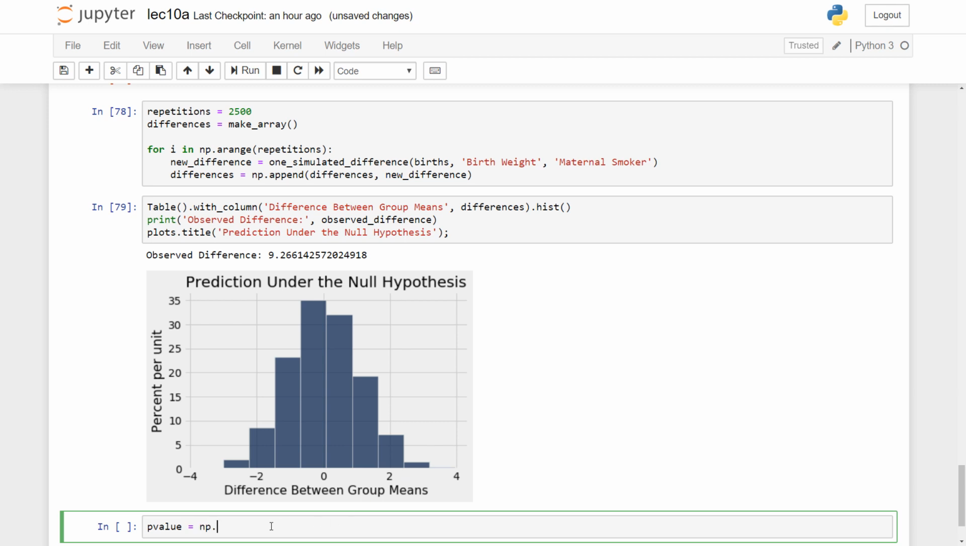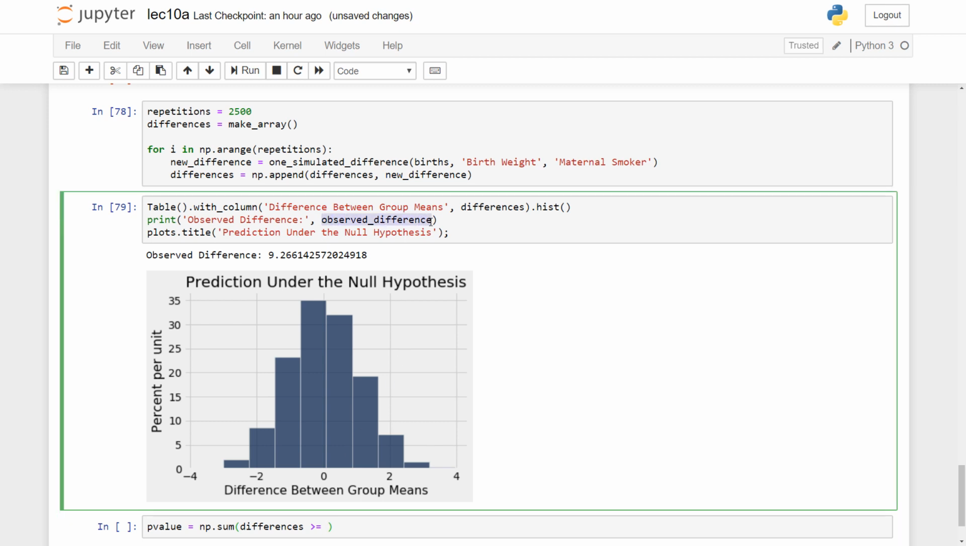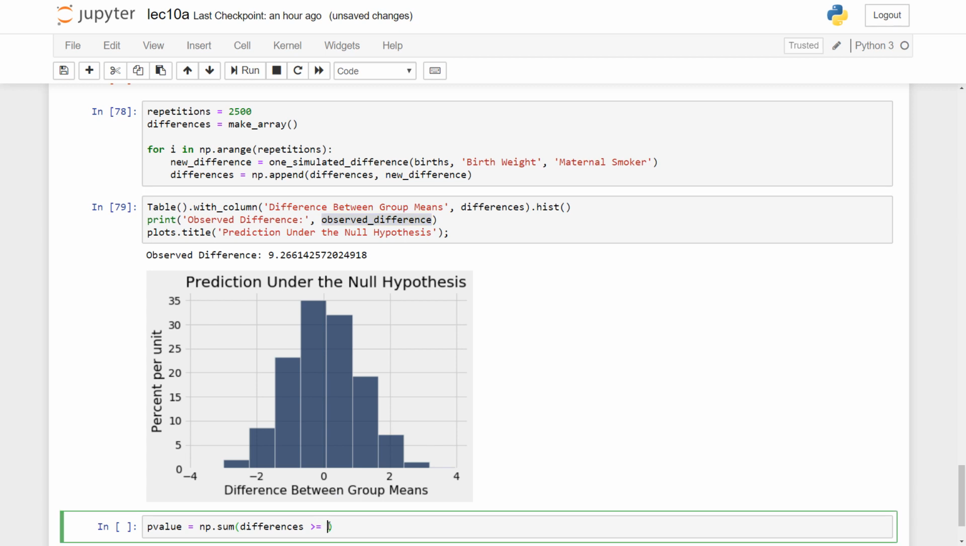To do that, we will just compare the values. Remember, the array that holds the predicted values is called differences. So we take differences when it is greater than or equal to the observed difference, and we want the number of these cases divided by the number of repetitions.